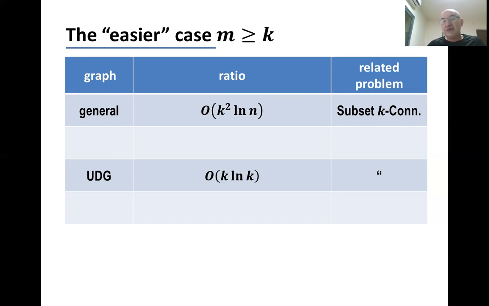And in unit-disk graphs, for any constant K, we have a constant ratio, which is also quite good. And in both cases, the problem we consider is related to a problem called subset K-connectivity, which I'll describe right now.